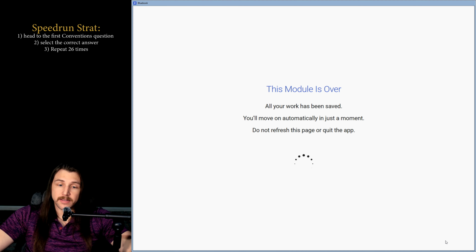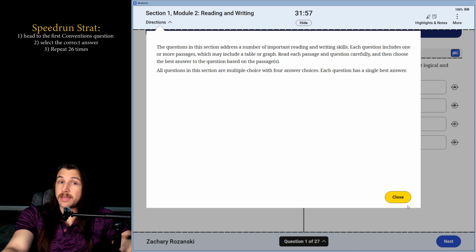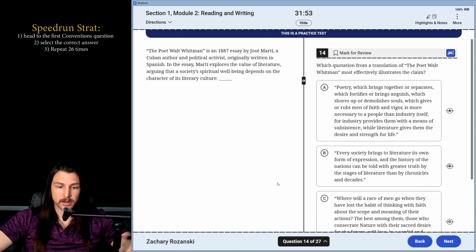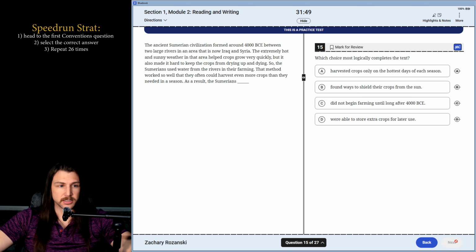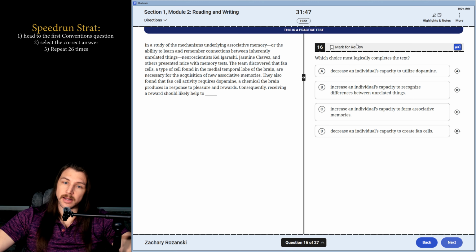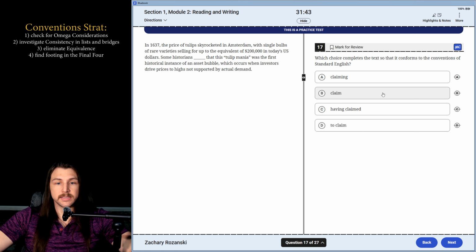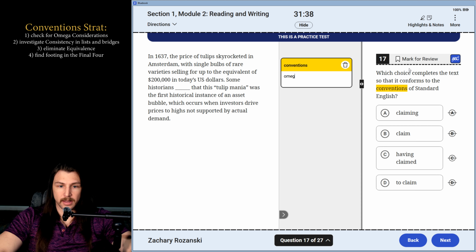I'm Mr. Wazensky, and this is a speed run of Practice Test 4, the second module, the B module, the easy one. And even though this is easy, we're going to start this off the same way we start every single one, with our tilt management strategy of heading to the first conventions question. It's not here on 14, it's not there on 15, woof, it's not there on 16, but there it is on 17. We see the omega consideration verb is popping, so I'll make that little note there.